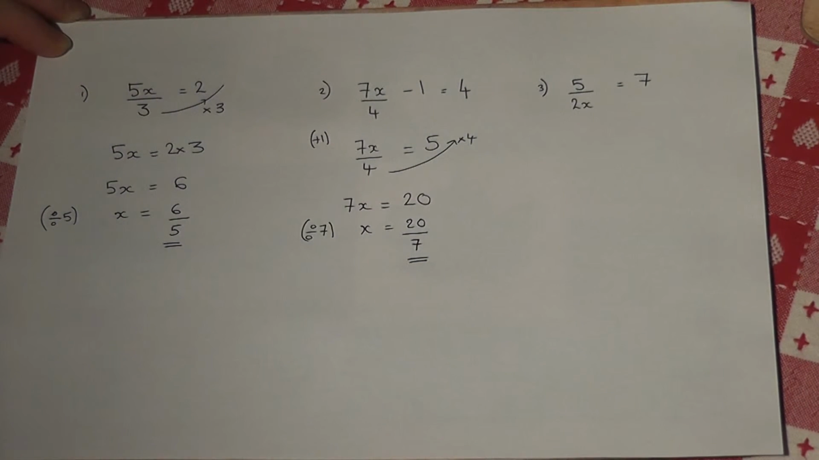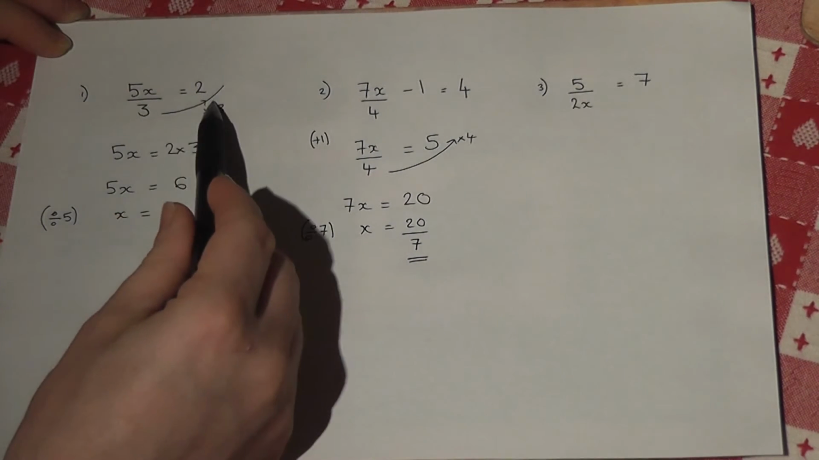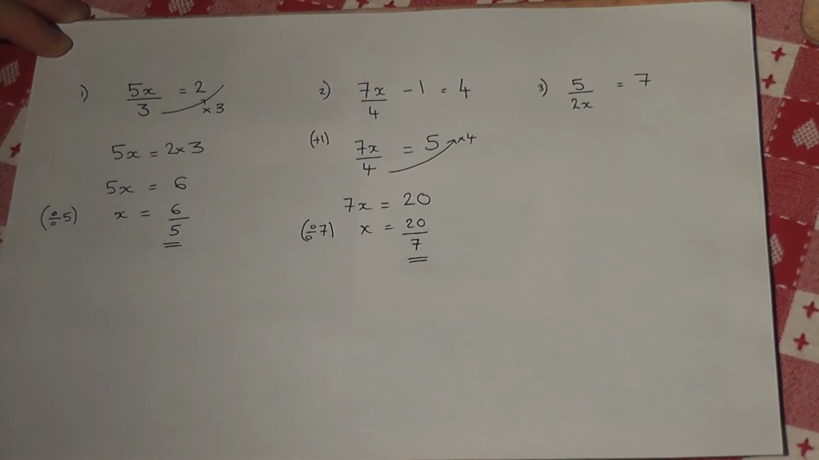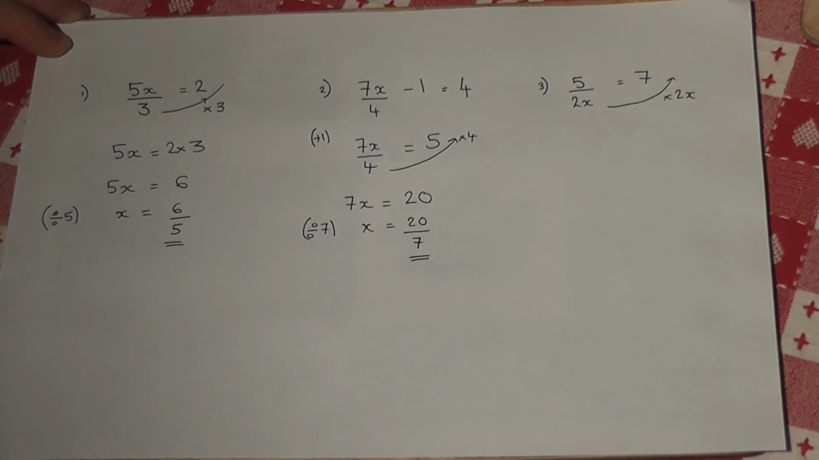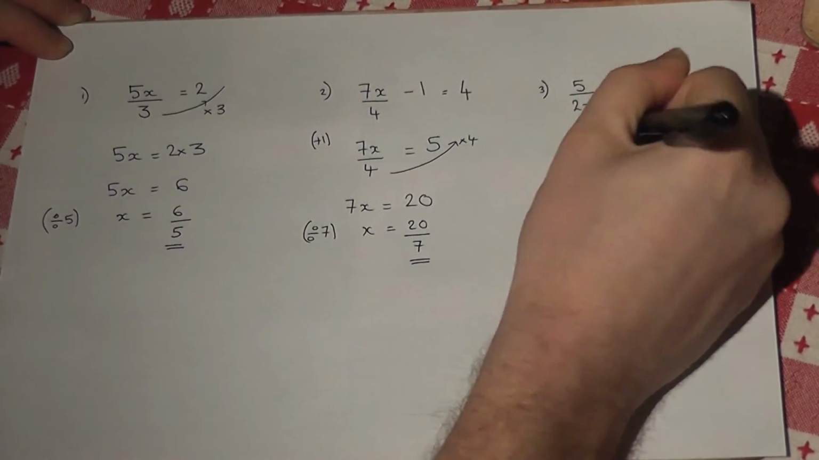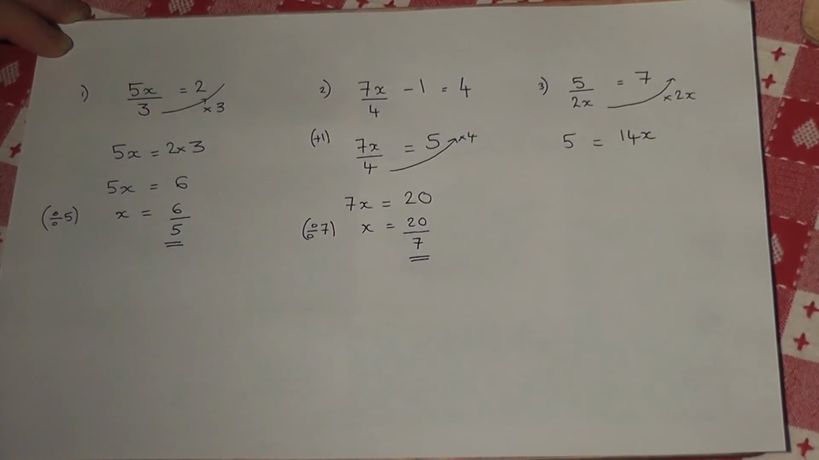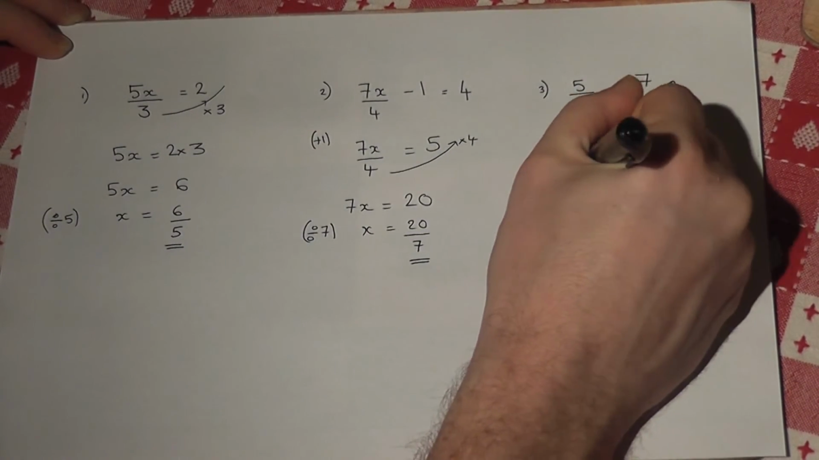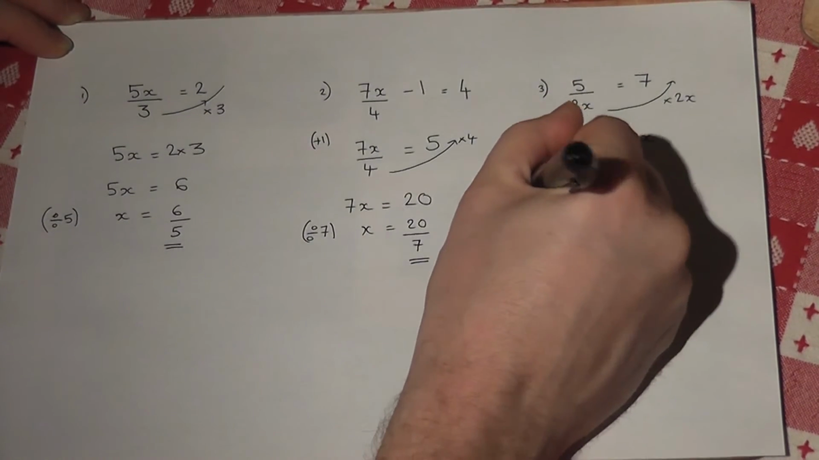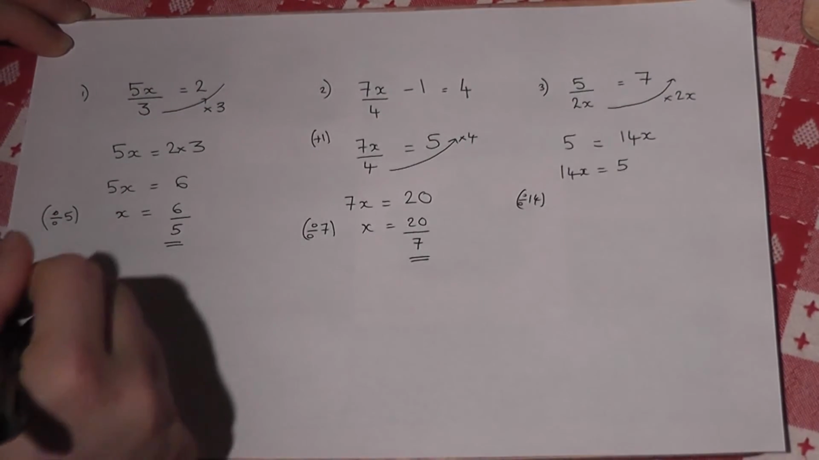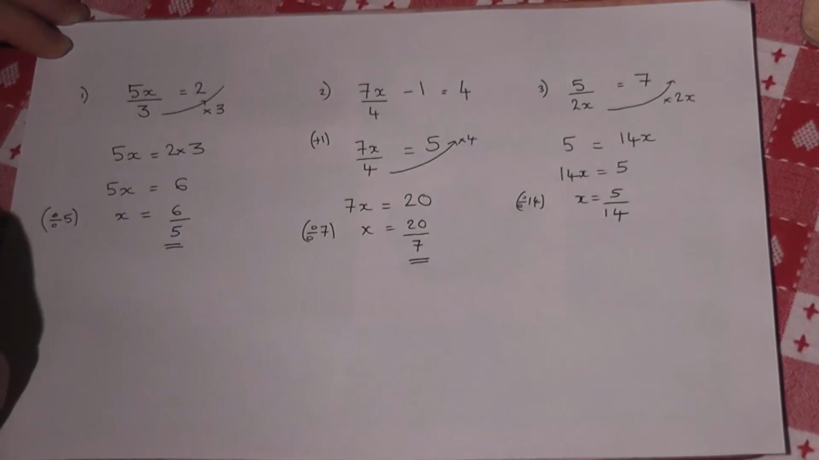Now this technique still works even when the x is in the denominator part of the fraction. So here I times by 3, here I times by 4. In this one I times up by the entire 2x. So I end up with 5 equals, and 7 times 2x is 14x. If I so wish, I can now rewrite this as 14x equals 5. So 14x equals 5, divide by 14, therefore x equals 5 over 14.